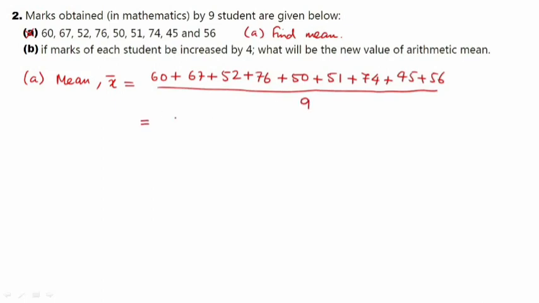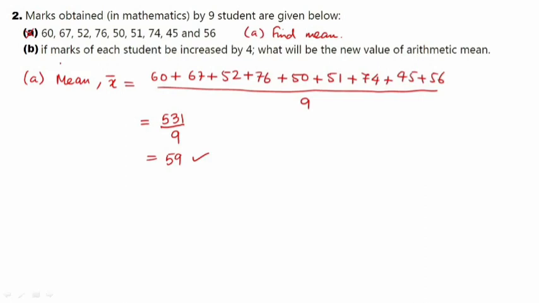Let's quickly add. We have 60 plus 67 plus 52 plus 76 plus 50 plus 51 plus 74 plus 45 plus 56, which turns out to be 531. So it will be 531 divided by 9. Let's quickly divide this by 9. It turns out to be 59. Kindly check: when you divide 531 by 9, you get 59. So this will be our mean. We got our first answer.